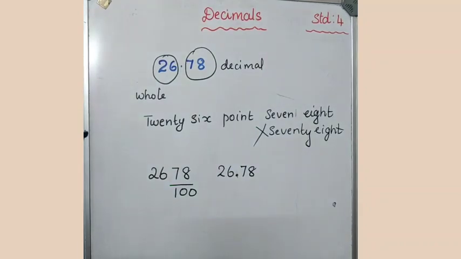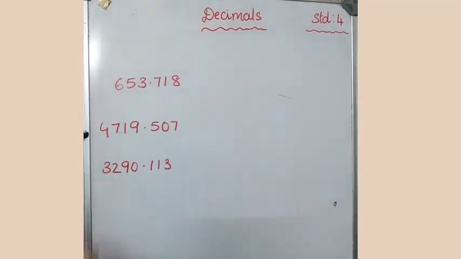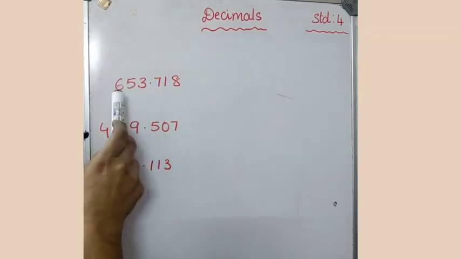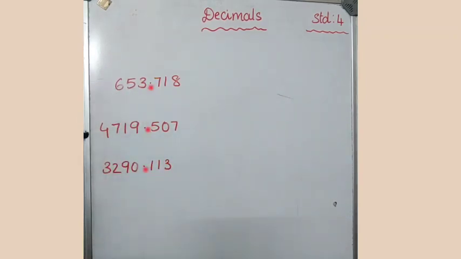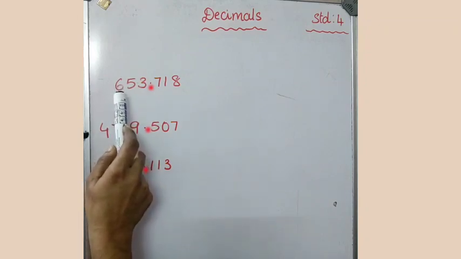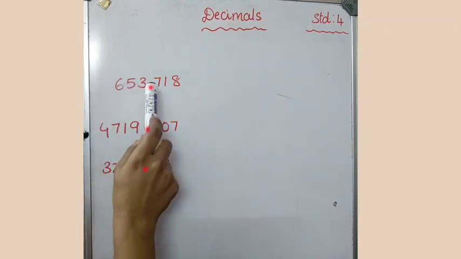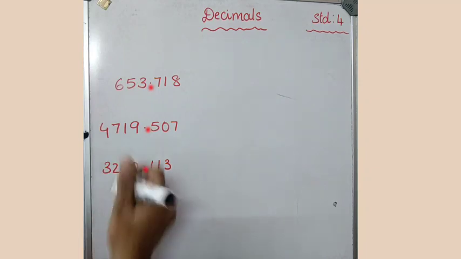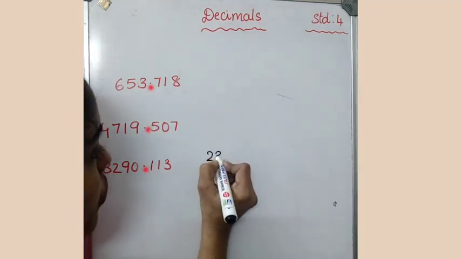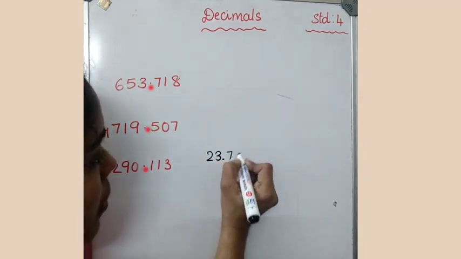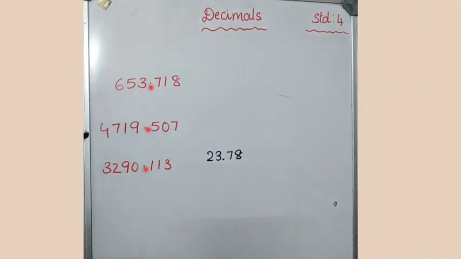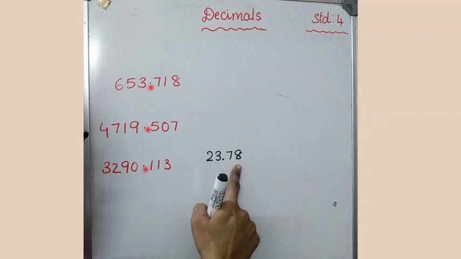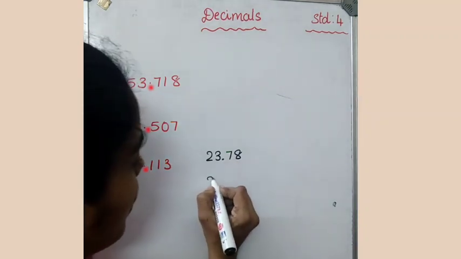Understand? Then look at these numbers. How will you read this number? This is the whole number part, so we can read this number as 653. Then comes a point. Look here. This is the decimal number. How will you read this number? 23.78.